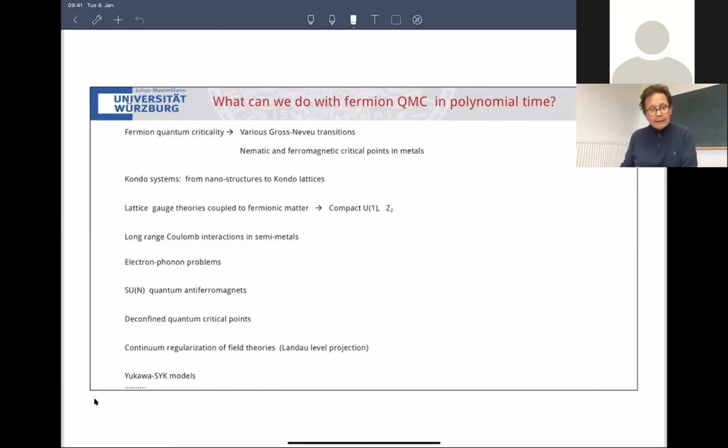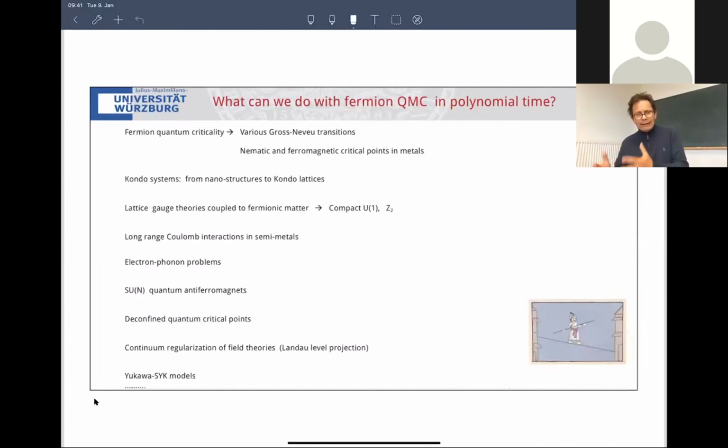Very recently, this is done by a student here, Senjun Wang, continuum regularizations of field theories by using a projection to the Landau level. So that's very new and rather interesting. Yukawa, SYK type models have also been introduced and can be simulated with this auxiliary field approach. So you can do a lot, right?